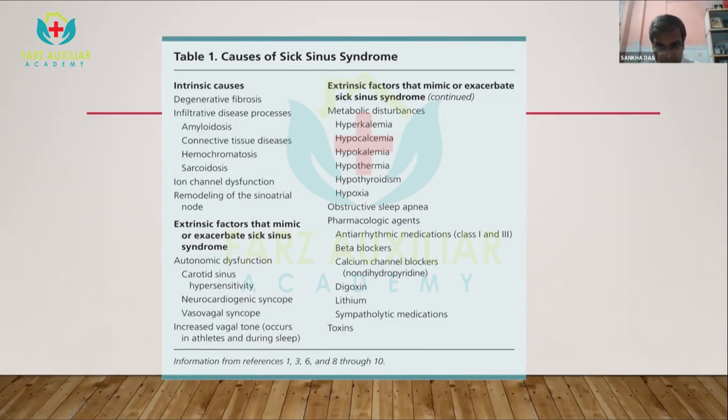The extrinsic factors that mimic or exacerbate sick sinus syndrome: hyperkalemia, hypocalcemia, hypothyroidism, hypothermia. And lastly, different sorts of pharmacological rate controlling drugs that can have effect on the sinus node. The antiarrhythmic drugs, the calcium channel blockers, beta blockers, and some other antipsychotics.